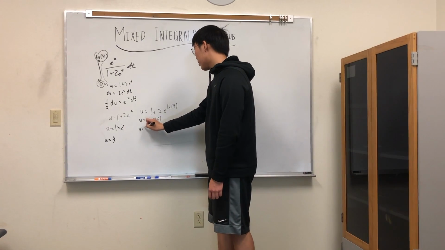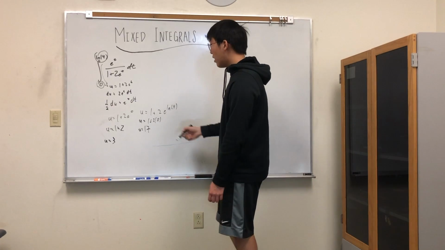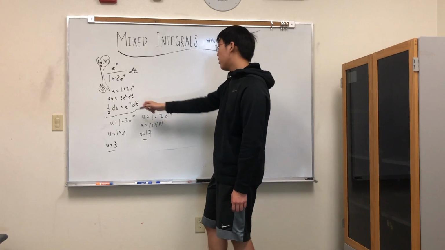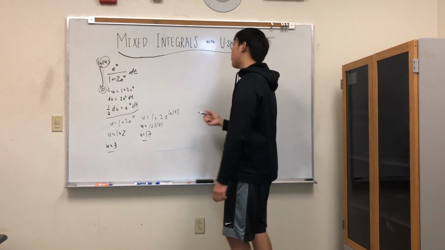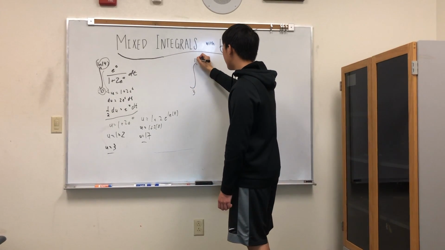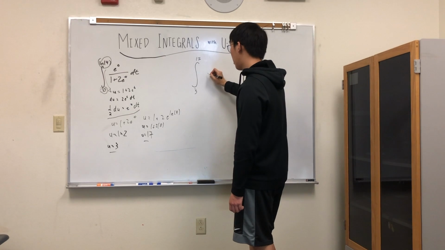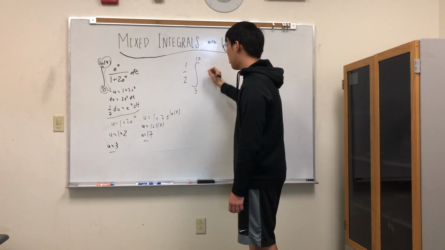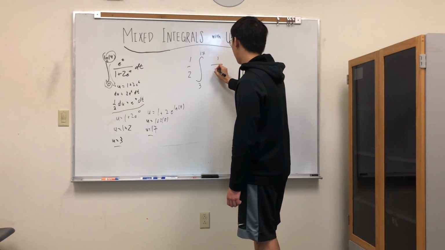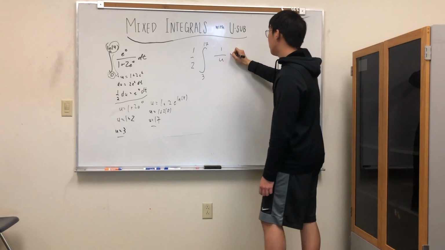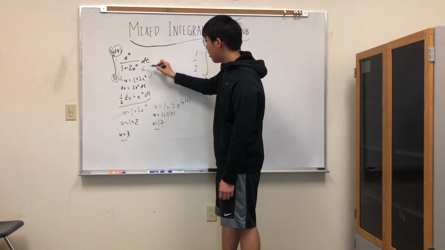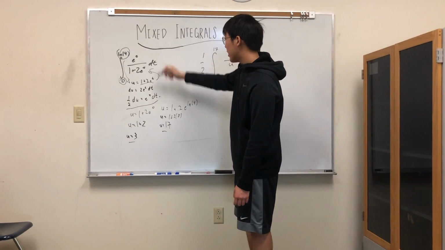Should be u equals 17. Now we have the bounds for the new integral as well as the derivative of the u. And so we plug it back in, we have 3 to 17 for half of 1 over u du. So we plug this back into here, and this, as we see, is e dx.